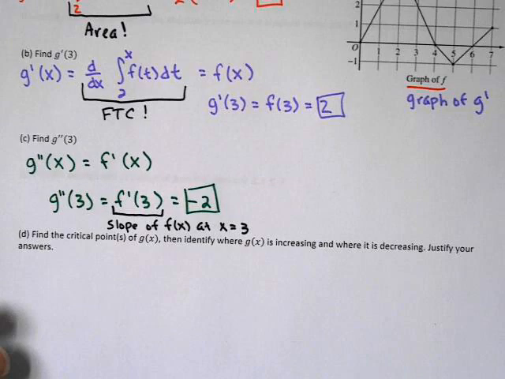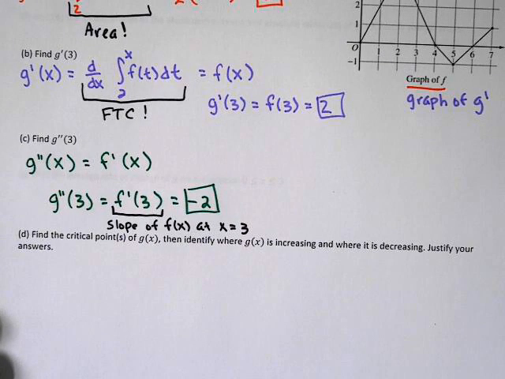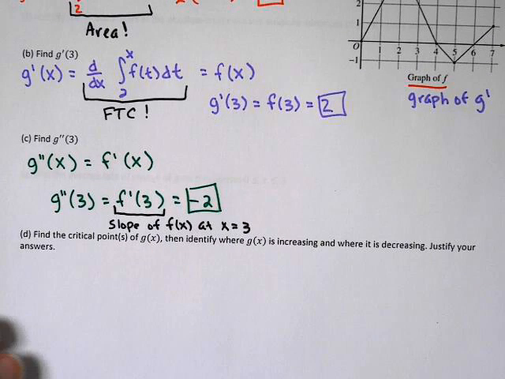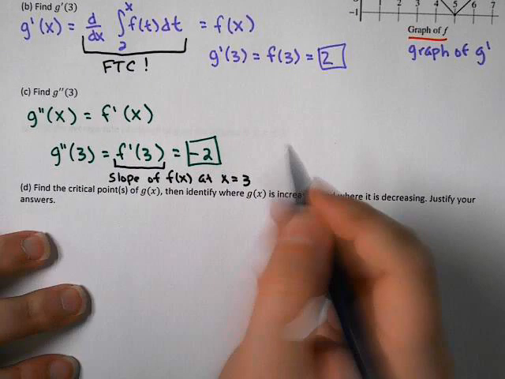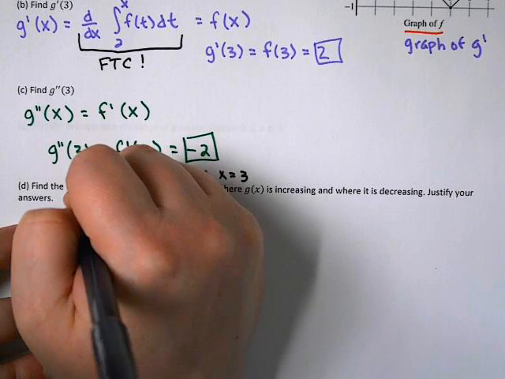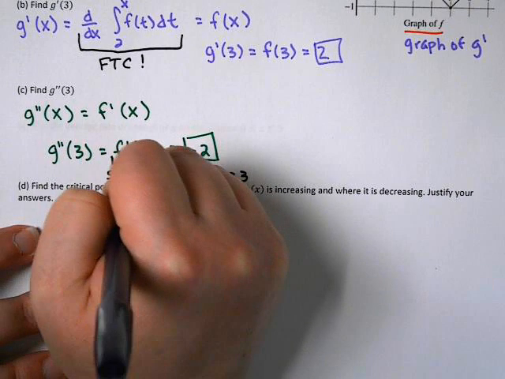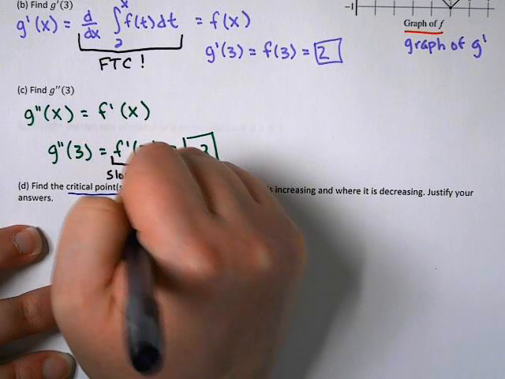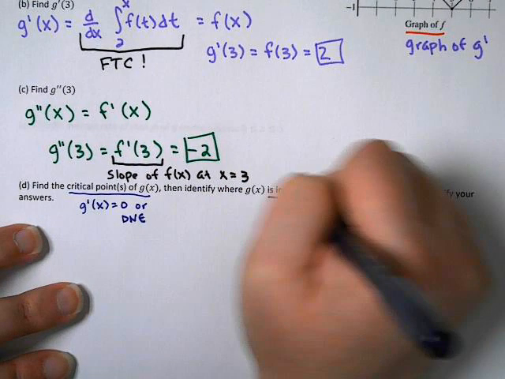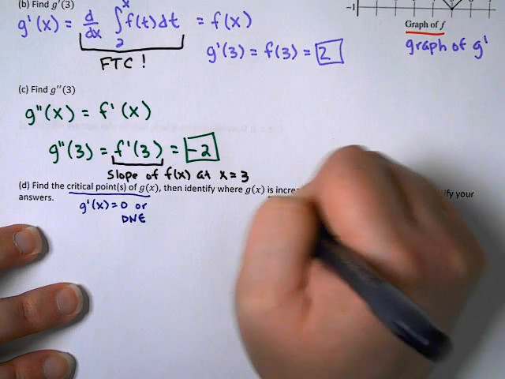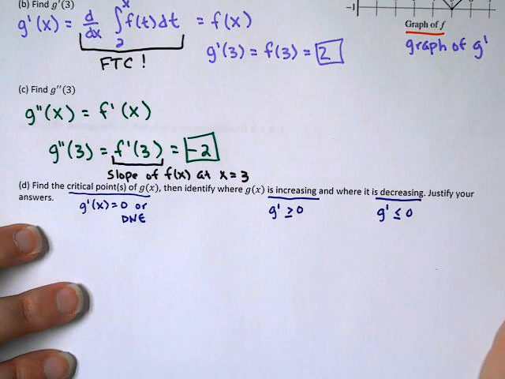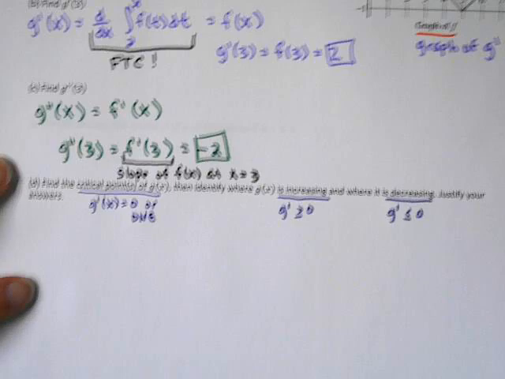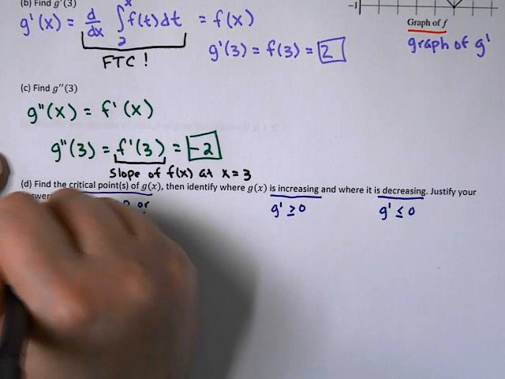Now we're going to look closer at what other kinds of questions they could be asking us. This is where the vocabulary is going to come in. So find the critical points of G, then identify where G is increasing and decreasing. We know that to find the critical points, it needs to be where the first derivative, G prime, is equal to 0 or does not exist. And we know that for G to be increasing, we're looking for the first derivative to be positive. And for G to be decreasing, we're looking for the first derivative to be negative. So let's look at each of these separately then. Let's do the critical points first.